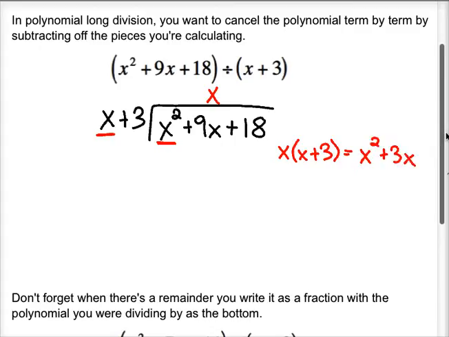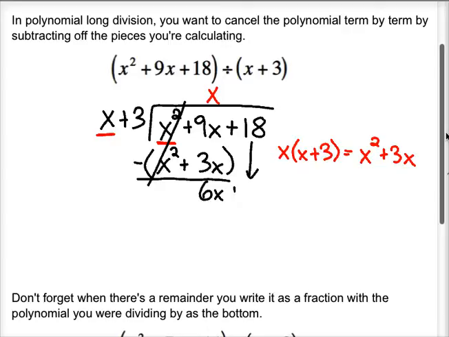So once I've calculated that, I bring that over here, and now I'm going to subtract it off to see how close I'm getting to the polynomial. This should always cancel. Again, the point is you're canceling term by term. 9x minus 3x is 6x. And now you pull down the next term.